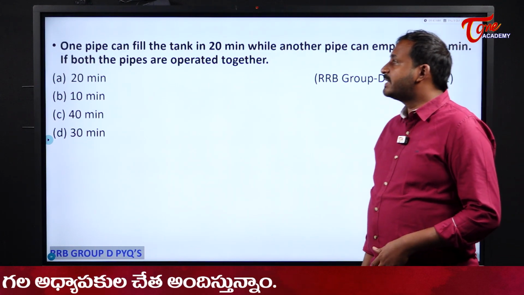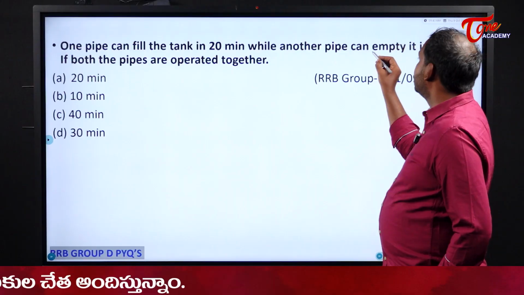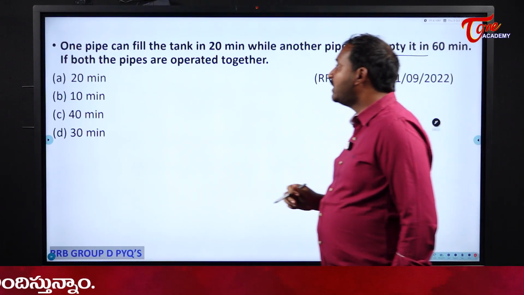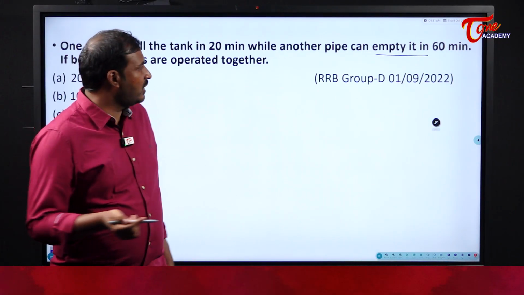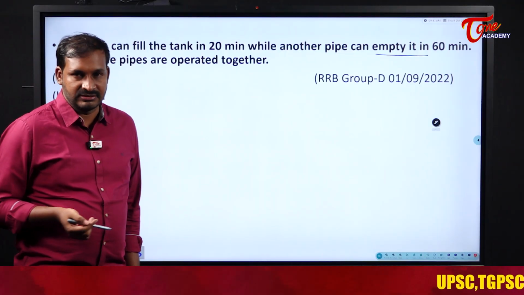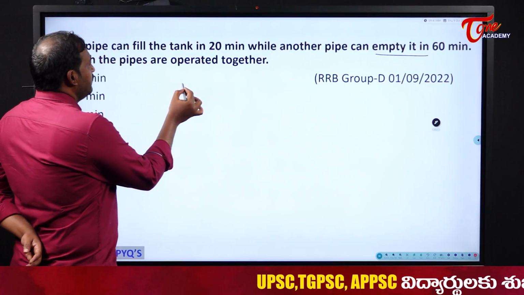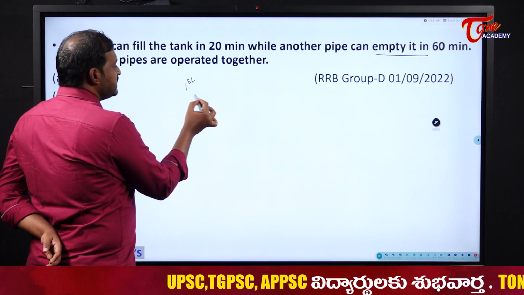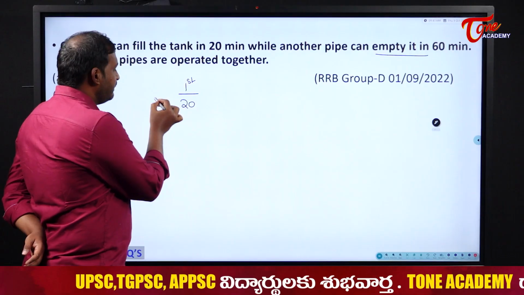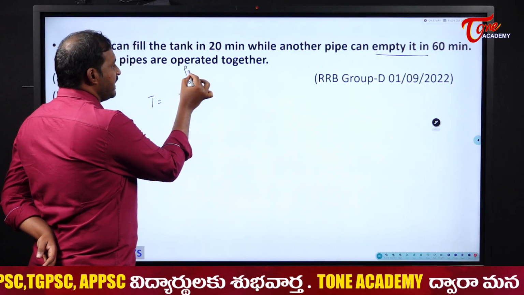Next, one pipe can fill the tank in 20 minutes while the other can empty it in 60 minutes. If both the pipes are opened together, in what time will the tank be filled? That is the question. Now see here, there is one pipe, the first pipe. It is a filling pipe. Time taken to fill is 20 minutes. This is the fill pipe students.